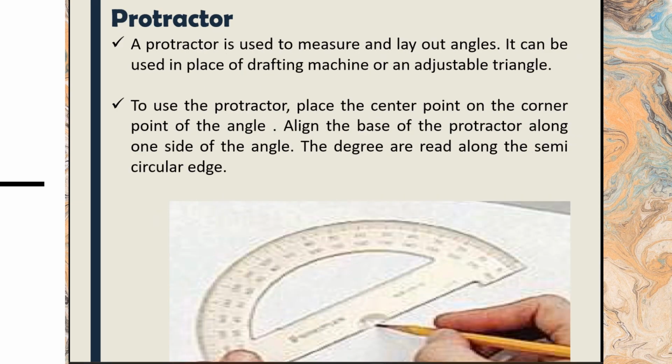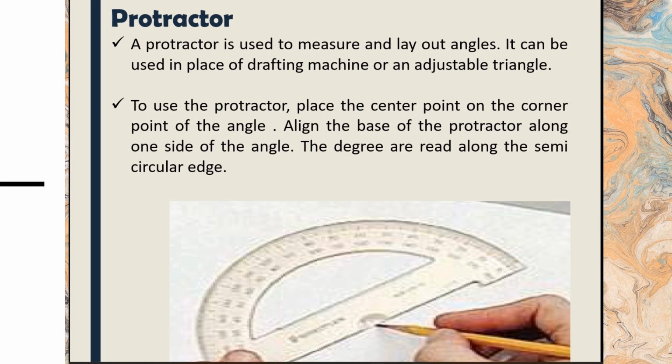Another tool we use in engineering drawing is the protractor. The protractor is used to measure or lay out angles. It can be used in place of a drafting machine or an adjustable triangle. It can be used in place of your drawing set to measure angles. But it is always appropriate to use your drawing set, that's the 30-degree, 60-degree set square and the 45-degree set square, for drawing perfect angles like the 30, 45, and 60 degree.